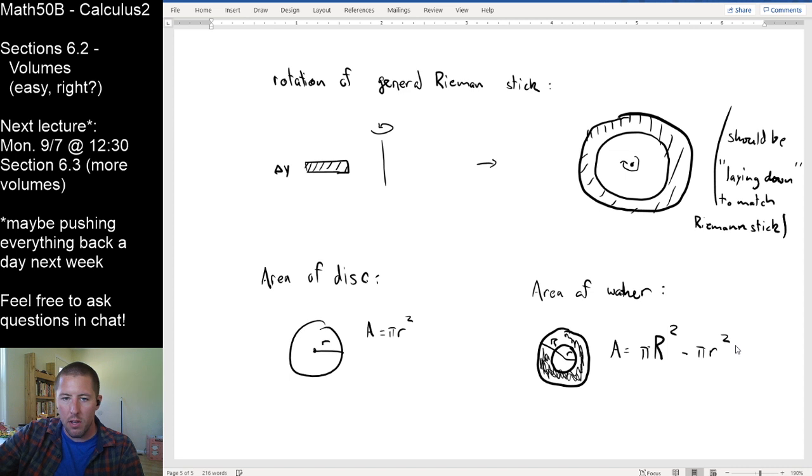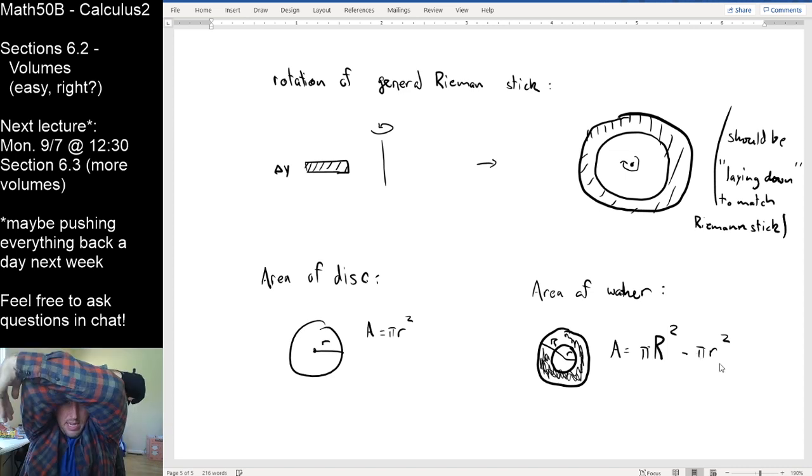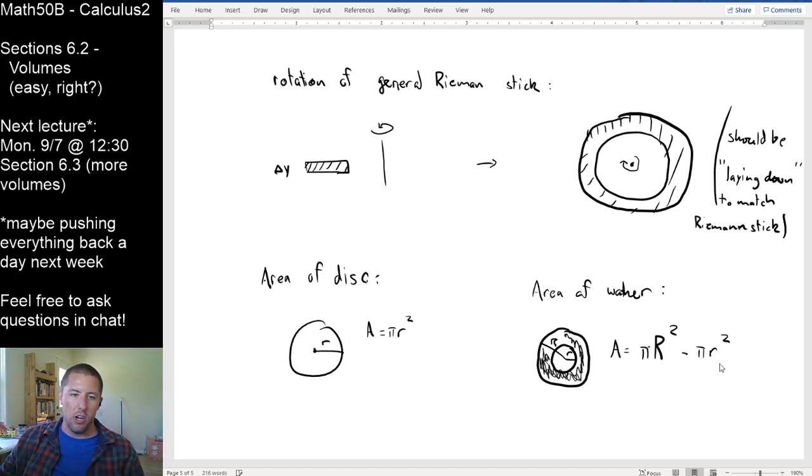So if you can see those labelings right there, that's my capital R for the entire radius. This is my little r for our small radius, the inner radius. So inner radius and outer radius are maybe our better words for those. So the area of a washer should just be the difference of two circles' areas. It's the outer circle minus the inner circle. And that's all I did right there. Circle area minus inner circle area. We just got to keep track of outside minus inside.